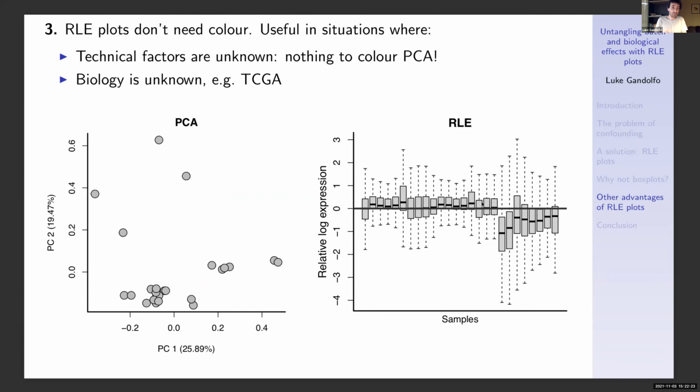And the last point is, RLE plots don't need color. And that's particularly useful when you just don't know any of the technical factors that might be producing unwanted technical variation. Because if you don't know any factors like that, you've got nothing to color your PCA. But an RLE plot doesn't rely on color. It has a different criteria. And that's particularly important when you don't even know your biology. So you can't even color your PCA plot to use that as a measure of whether you've got technical variability in your data.